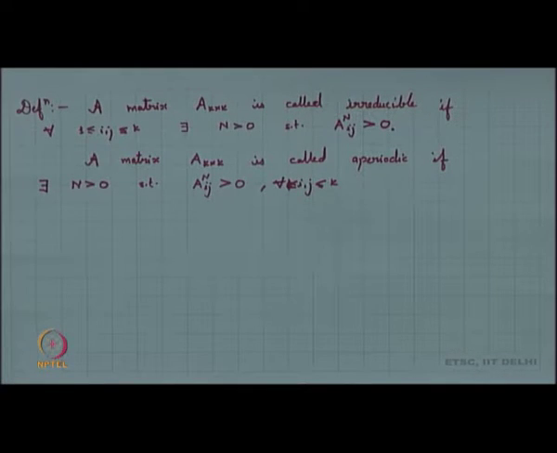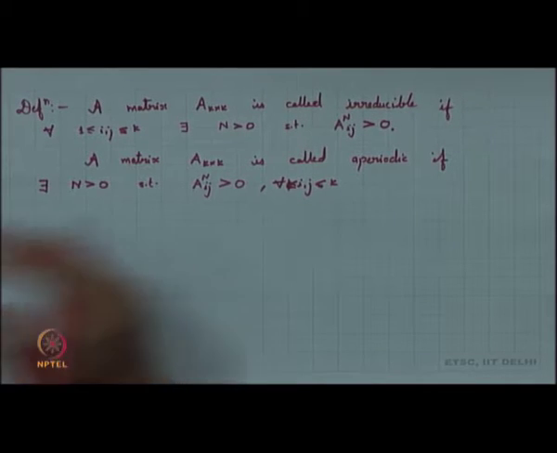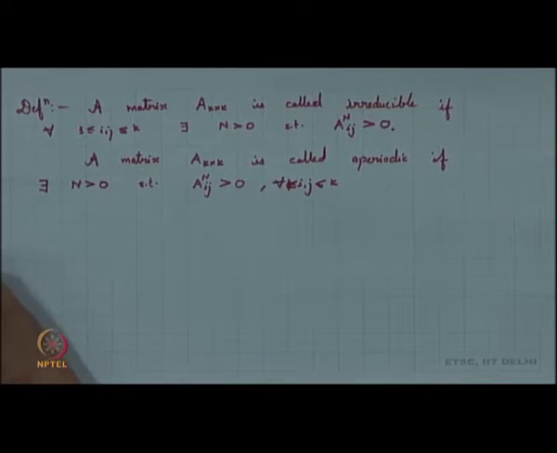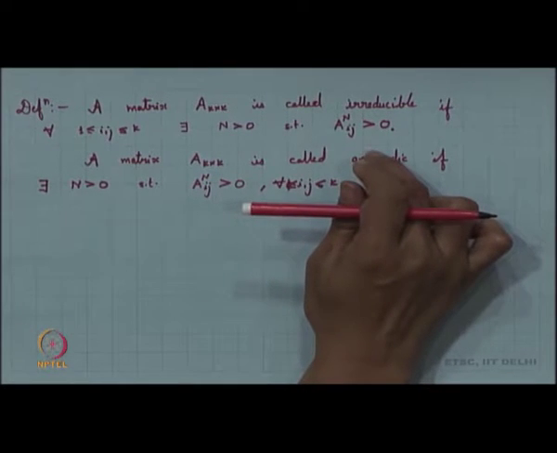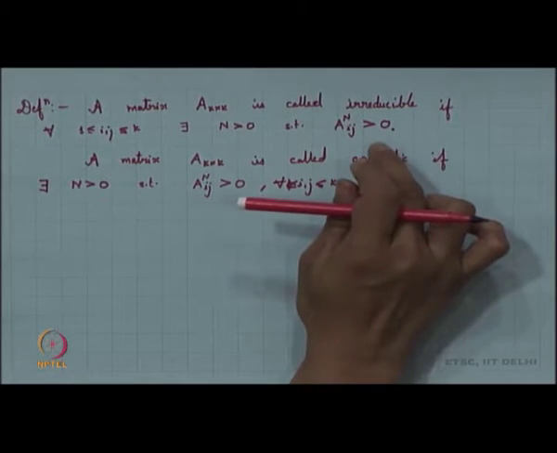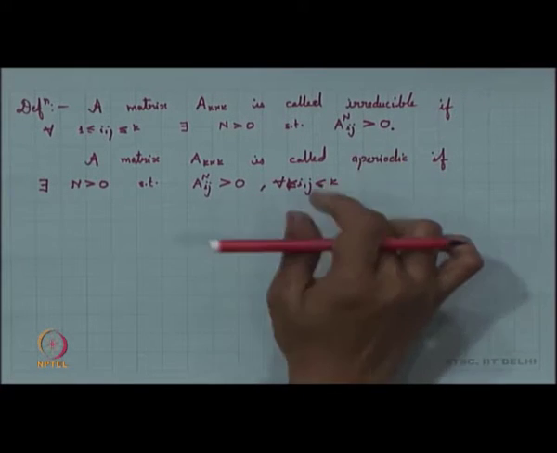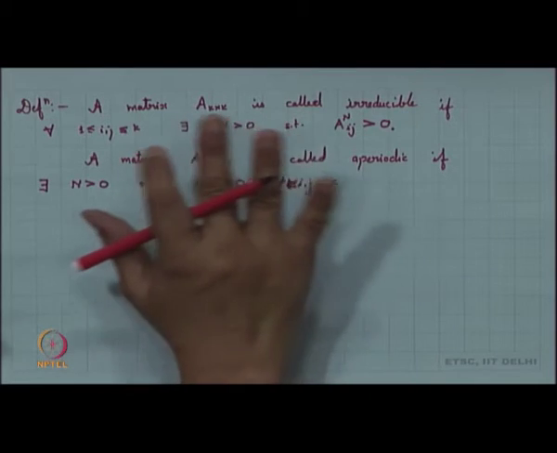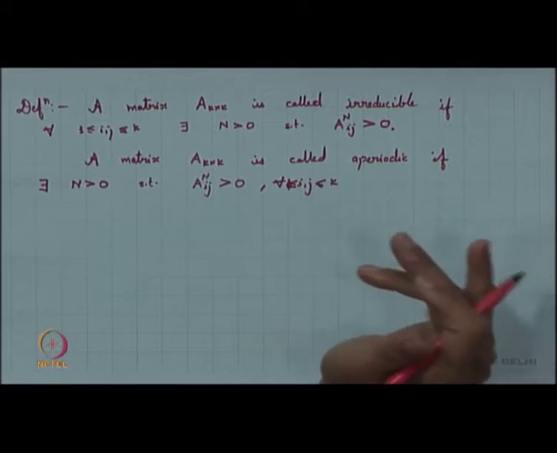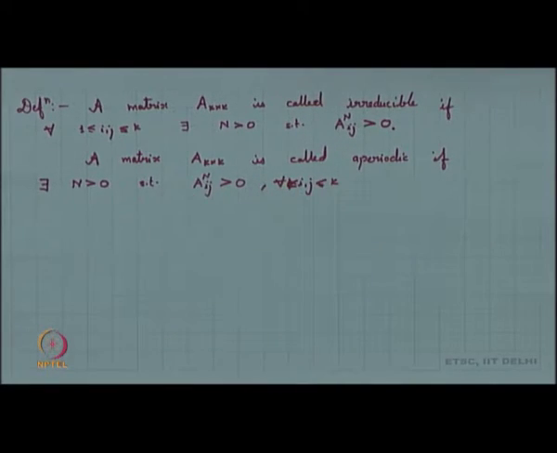So, for every i, j between 1 and k, if your a^n(i,j) is positive, then we say that this matrix is aperiodic. The only difference between the two comes out to be that for the irreducible case, it is quite possible that some i', j' entry could be 0, but here, whenever we take a^n, all entries are strictly positive. So, that is basically what we call an aperiodic matrix.